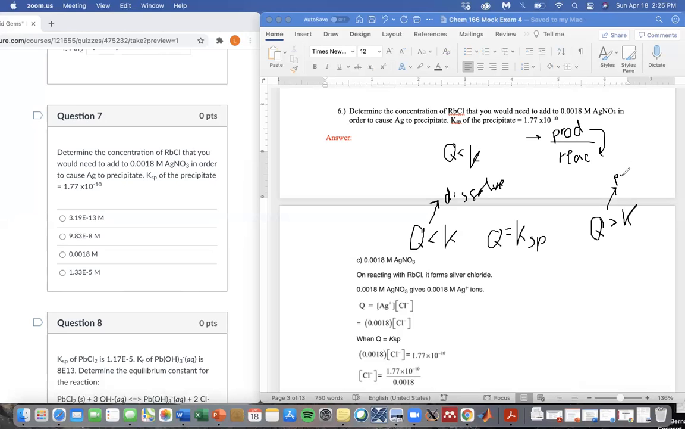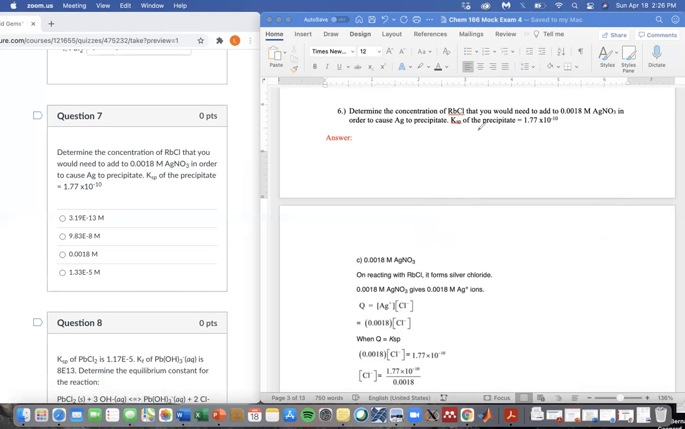And so when you have your Q value greater than your K, you're going to form a precipitate. Your K value is like the border between where you're going to precipitate and where you're not. So a lot of these problems, when they say "in order to start to precipitate," it really means compare it to your KSP value, because the minute you add a milliliter more or half a milliliter more than your KSP value, you're going to start to form that precipitate so you can reach equilibrium again. And so in these problems, you just equate everything back to your K value.